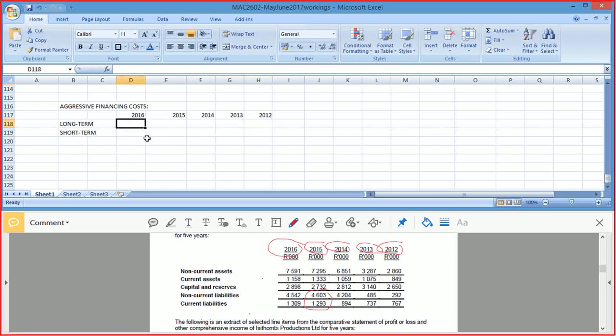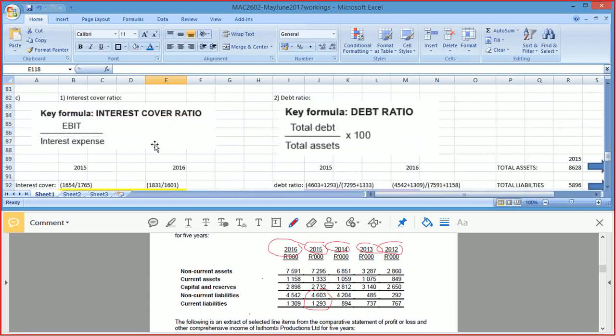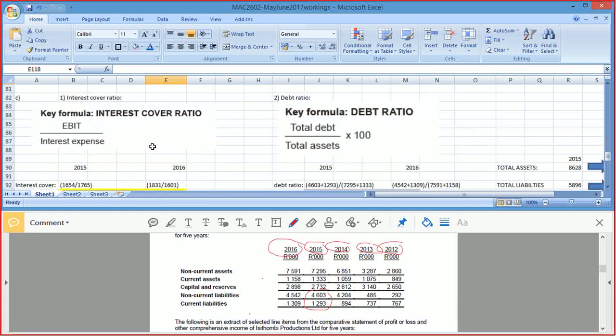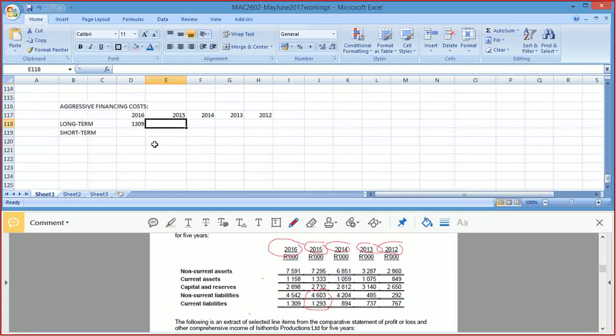Okay, so long-term finance in 2016 was how much? 1309. Did I write this down earlier? No. Okay, pity. I was gonna take it. It's fine, let's write it in. Current liabilities. Oh, wrong one. That's long term. That's short term.